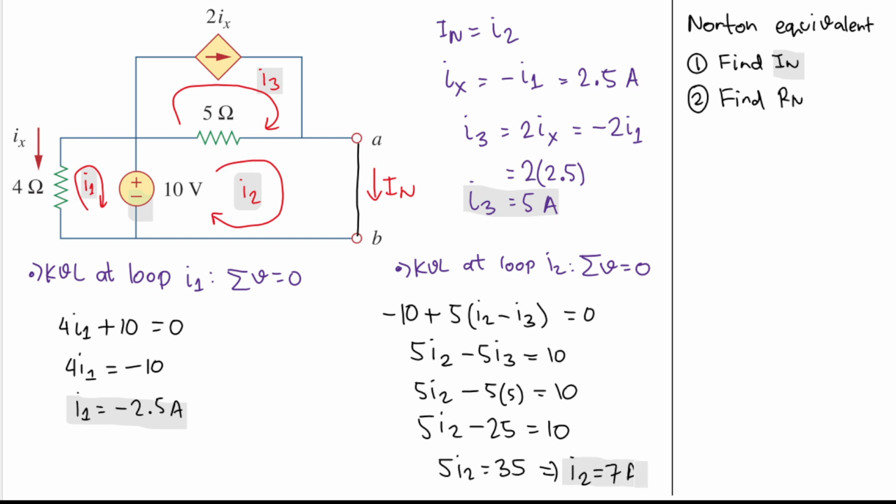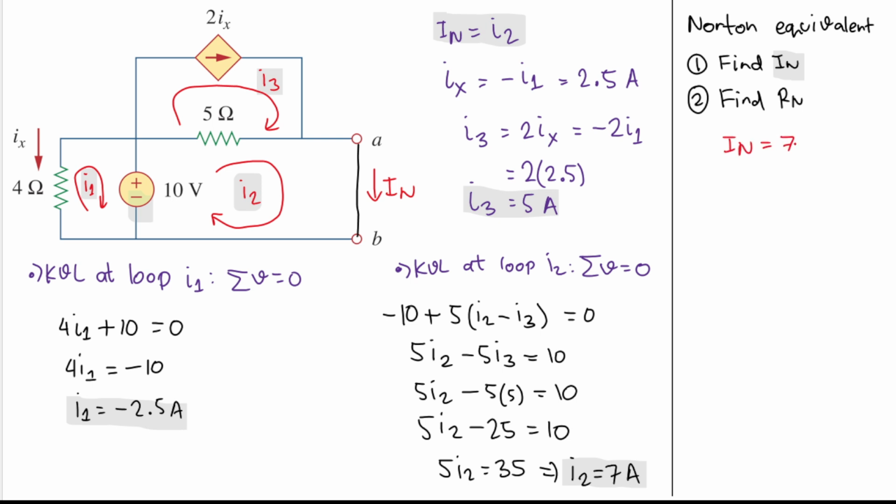So I2 is 7 ampere, but remember that IN is equal to I2. So we get the value of IN. I have the value of IN, which is 7 ampere. Good, and that is the value of IN. And the second thing that we need to do is to find out RN. I will use the open source voltage method, not dummy source method, open source voltage method.